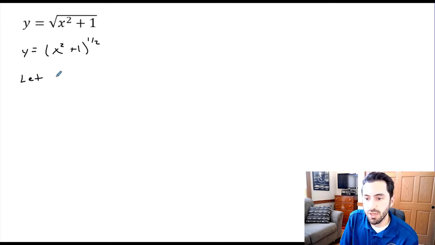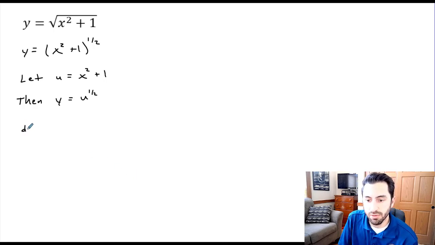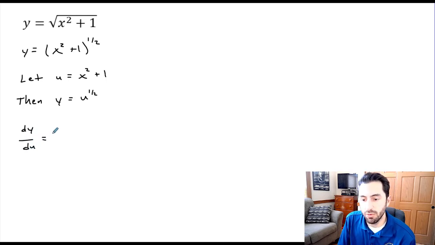So I'm going to let u equal everything inside my parentheses again. So u is going to be equal to x squared plus 1. And that allows me to rewrite my equation as y is equal to u to the 1/2 power. And now we're going to find the derivative of both of these things. So the derivative of the outside, dy over du, again we can use the power rule. So the 1/2 comes down out front, and we subtract 1 from the exponent. So 1/2 times u to the negative 1/2 power.